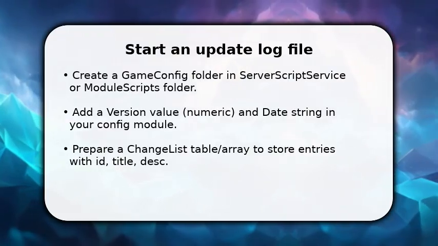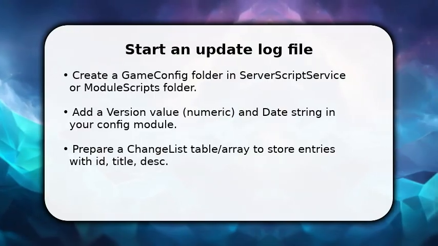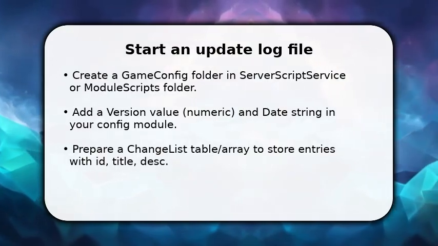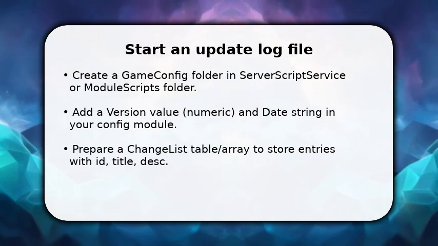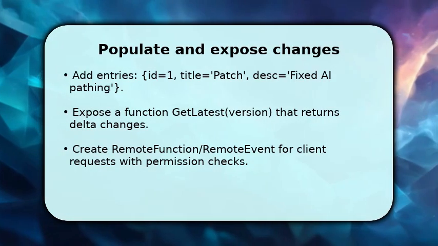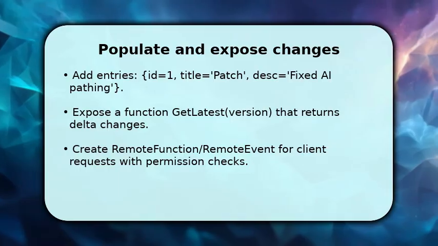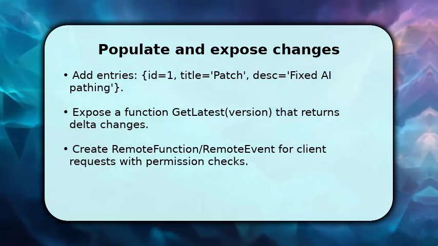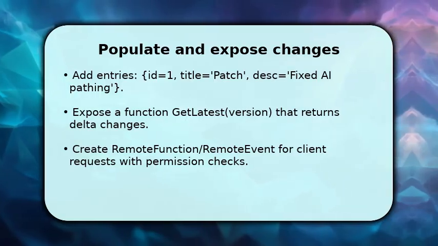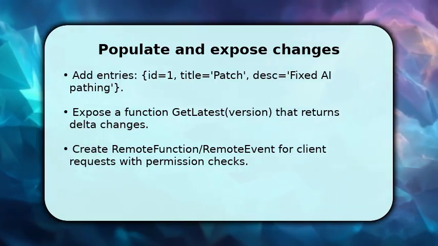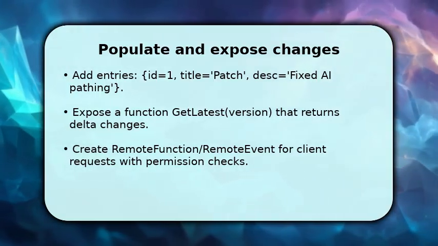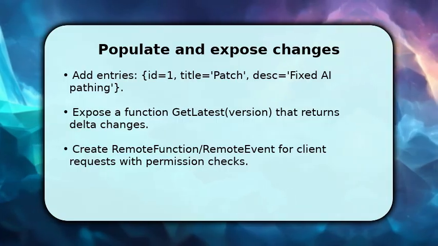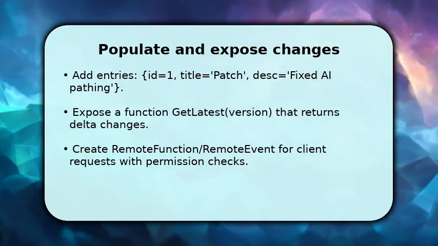You do this now to ensure the game reads structured data instead of parsing raw text, which makes automated displays and rollbacks reliable. Next, populate the change list with concise entries and clear IDs so you can reference specific changes later. Make a getLatestVersion function that compares the player's last seen version and returns only the delta changes. This minimizes network cost and avoids redundant display.